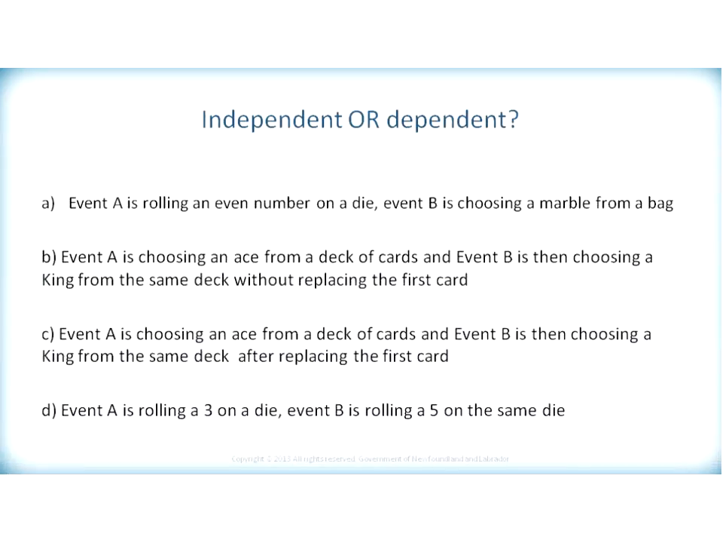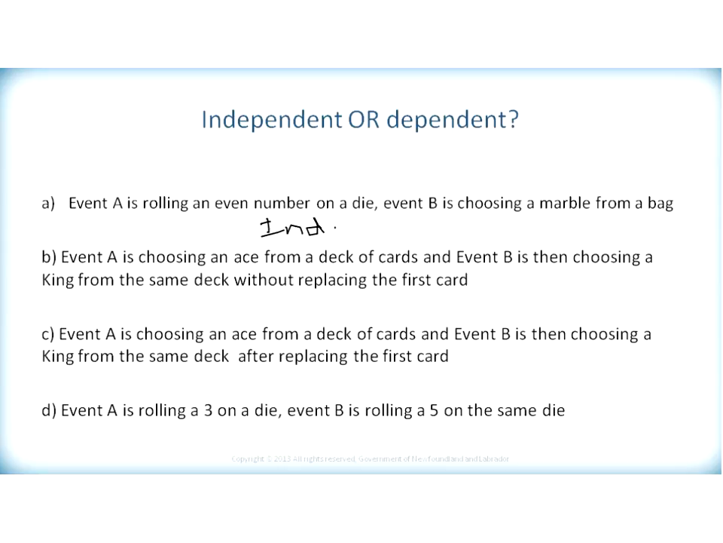So let's look at some examples. Independent or dependent, rather. Event A is rolling an even number on a die. Event B is choosing a marble from a bag. These events are independent, since the probability of event A does not depend on event B, or event B does not depend on event A.